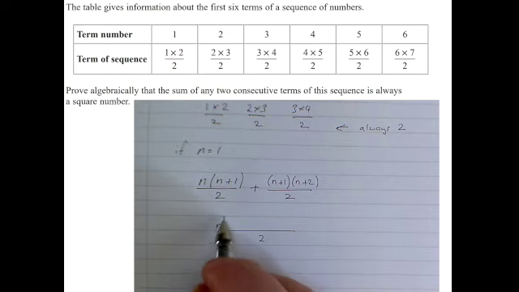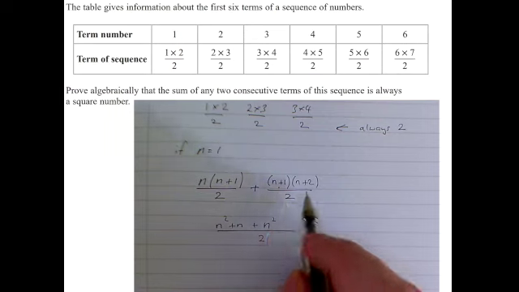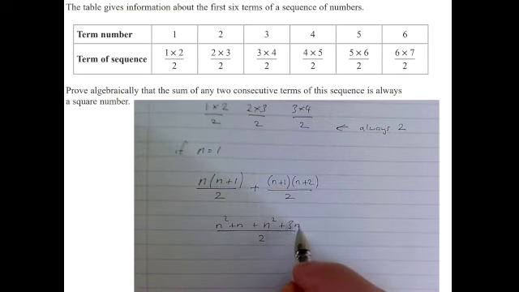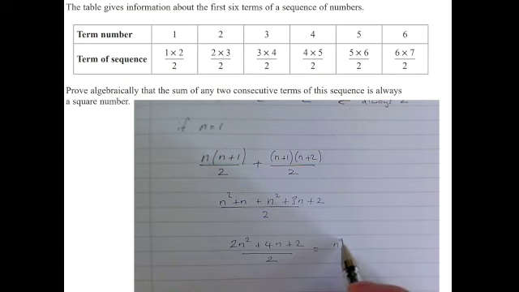So it's both over 2, that's good. N squared plus n. And multiply this bracket out, what I've got is n squared plus 2n plus 1n is 3n plus 2. If I tidy that up a little bit more, I've got 2n squared plus 4n plus 2 all over 2. Now they're all even numbers, so I can divide through by that 2. That's going to be n squared plus 2n plus 1. And that can be written as n plus 1 all squared, because n plus 1 times by n plus 1 equals n squared plus 2n plus 1.